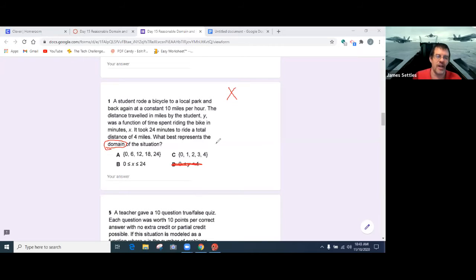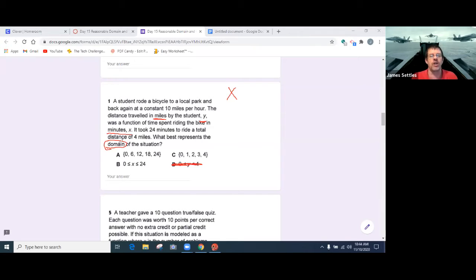So here's the next trick. Almost always in these problems, they will tell you what the X is. If you're looking at this, it says that the distance traveled in miles is Y, and it says was a function of time, the bike minutes is X. So it's telling you that X is minutes. We just said domain is X's, and domain is X's means domain is minutes.